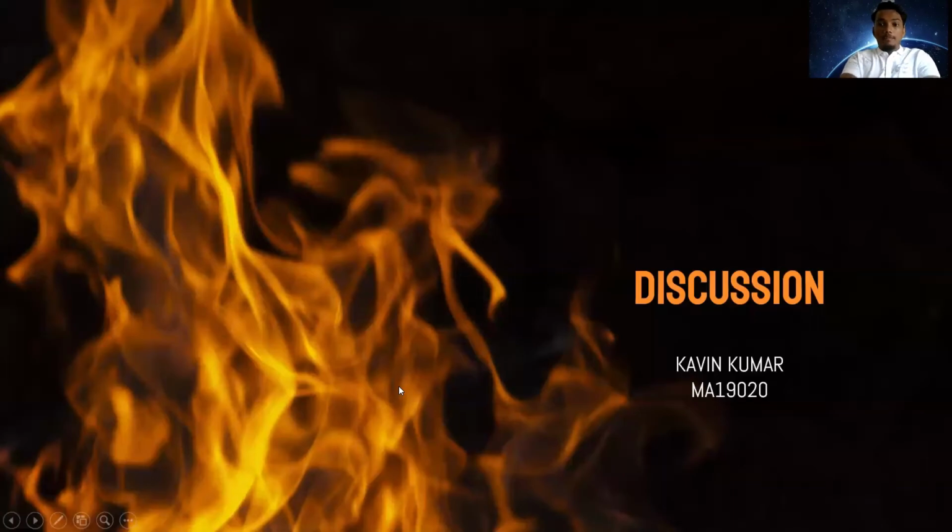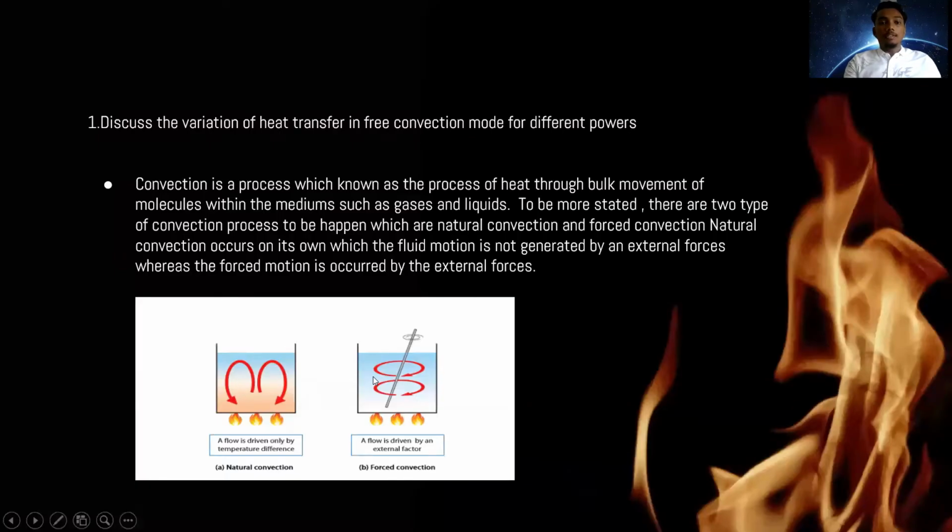Hello everyone, my name is Karim Kumar and my ID number is MA19020. So today I will be explaining the discussion part of the report. So let's have a look at the first discussion. As for the first discussion, discuss the variation of heat transfer in free convection mode for different powers.